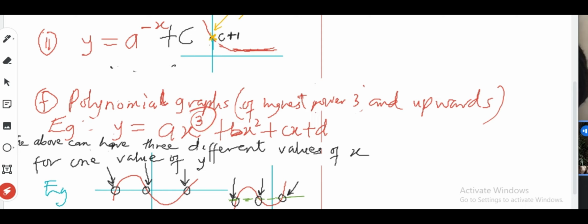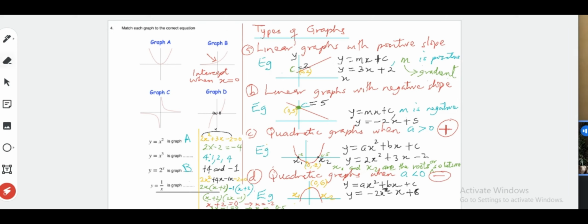The highest power will determine how many places it will cut the x-axis. If the highest power is 3, it will cut the x-axis in 3 places. So you can have 3 different values of x for 1 value of y. Like here, here, and here. These will be the positions where it cuts the x-axis, so these will be the solutions.